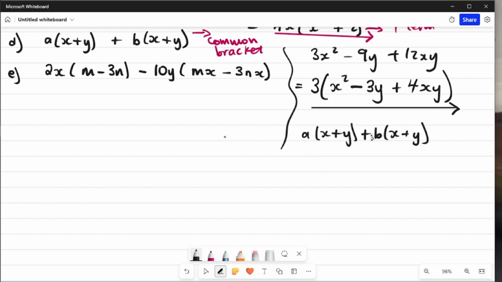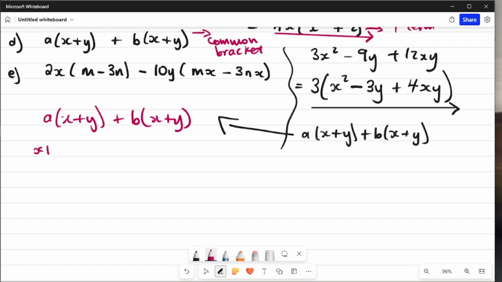Before I factorize here, I'd like to take a longer method. Let me use a different column. So look carefully. We are given a times x plus y plus b times x plus y. I want us to change x plus y and make it be a variable. Let's choose d. We are making x plus y to be equal to d, meaning wherever I see x plus y, I'm going to put d.